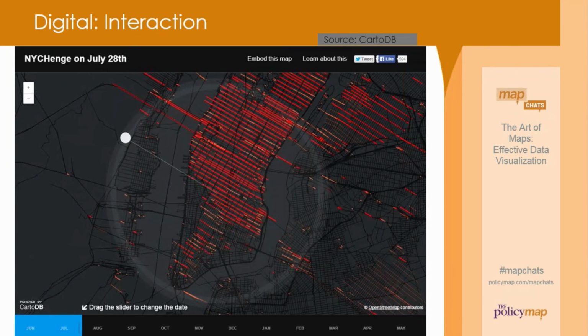And then finally, some of the most amazing things we can do with digital is around interactivity. This is a wonderful example that I love that CartoDB developed in New York City called Manhattan Henge or NYC Henge, identifying those locations and times in the city where you can see the sun through the buildings through the Manhattan grid. If you've never seen this before, it's really a lot of fun.